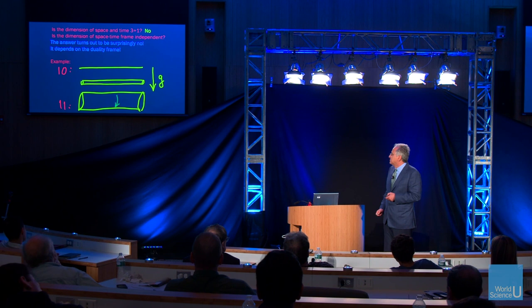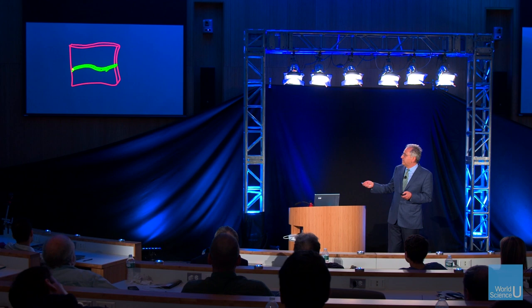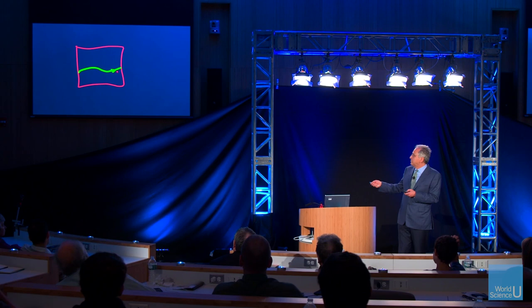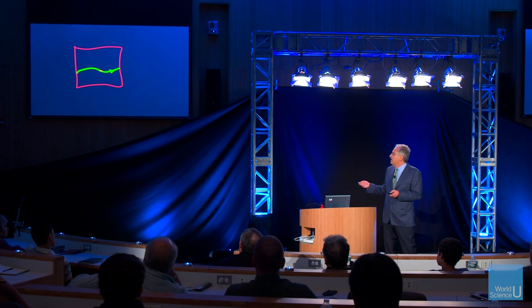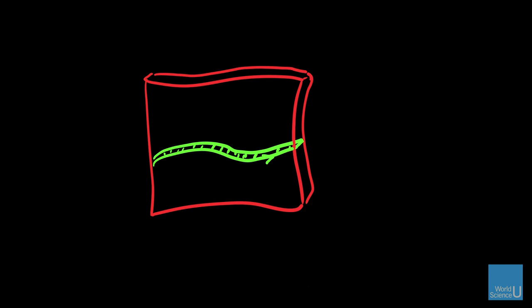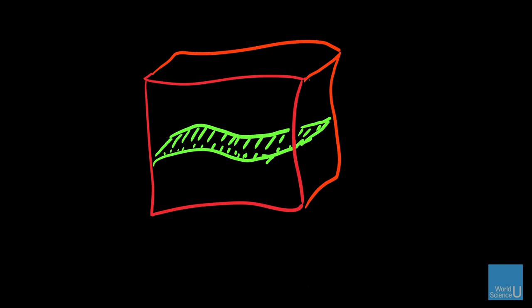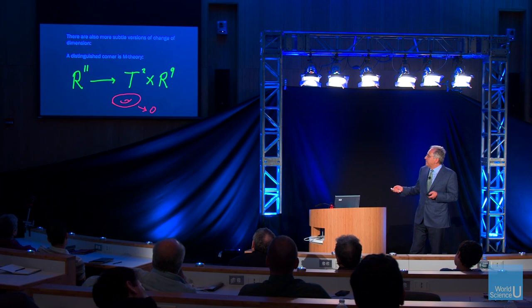But before I get to it, I just want to give an example of how this 10 going to 11 does to a string. So if you have a string which starts going from one side of the space to the other, as you increase that parameter g I was drawing in the previous slide, the dimension goes up by 1, and the string itself goes up in 1 dimension, becomes a membrane. So even the objects change dimensionality when this happens. So it looks like a string becomes a sheet, and the space grows.